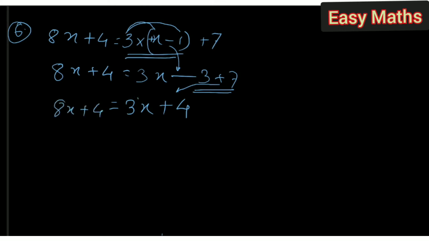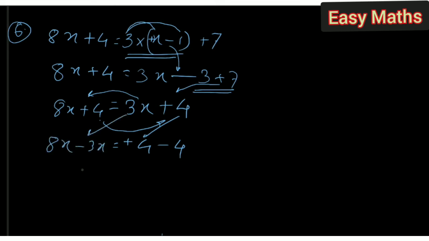Now I am going to take x to one side and constants to the other side. So here 4 will remain as it is, and this 4 from the left side will go to the right side. Its sign is going to change. Plus 4 became minus 4. Here 8x remains as it is. Plus 3x becomes minus 3x.